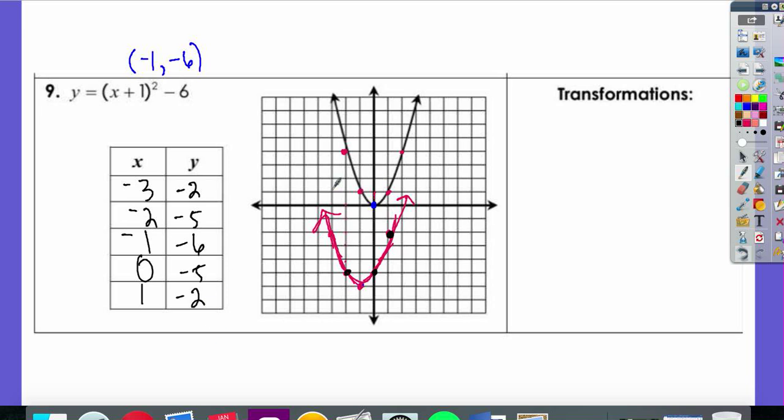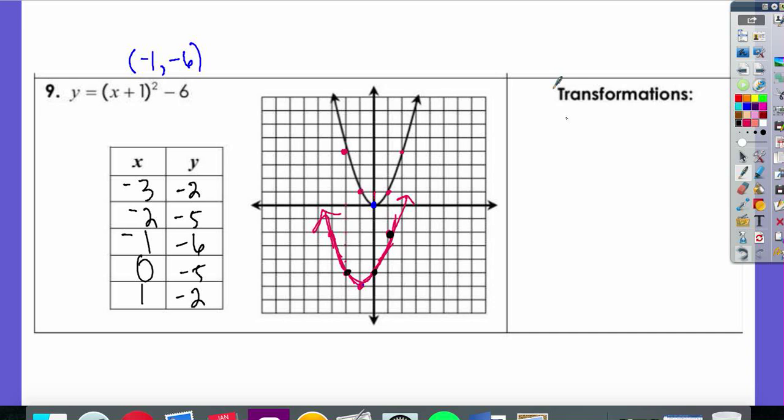Okay, so a couple things happened there. The original one translated 1 unit left and 6 units down. So there was both a vertical and a horizontal translation. It shifted back and then shifted down. If I had a table of the original ordered pairs, I could have subtracted 1 from all the x values and subtracted 6 from all the y values, and it would have given me these ordered pairs.